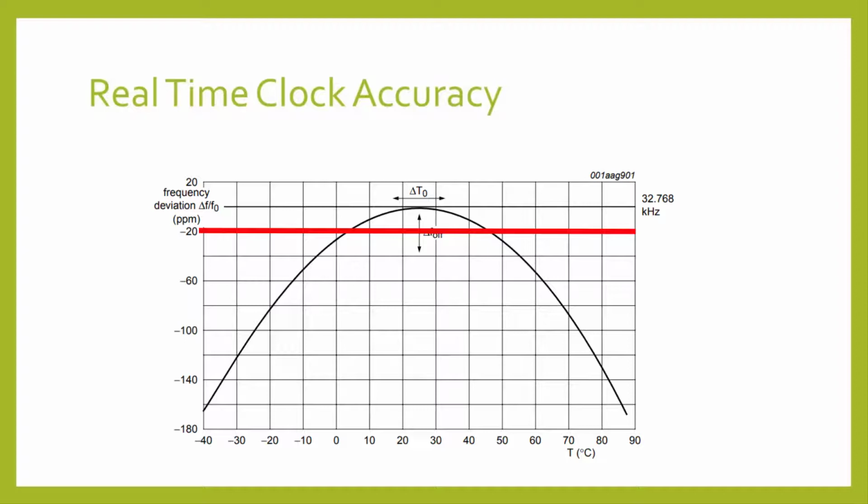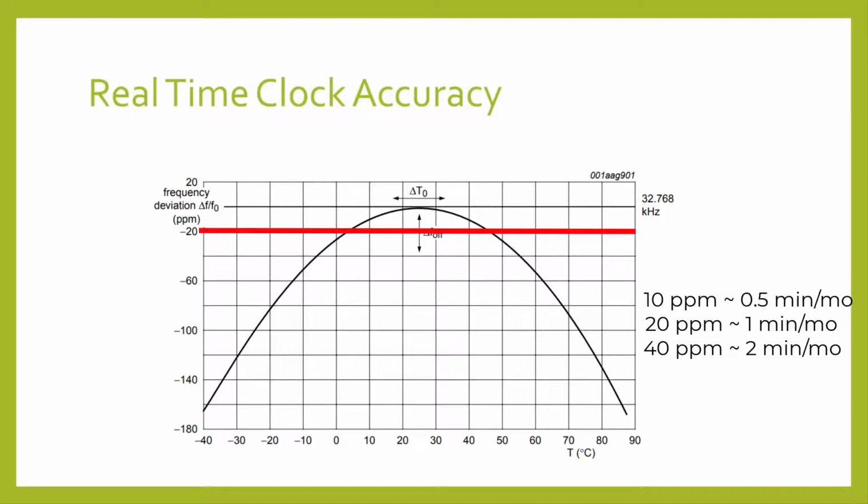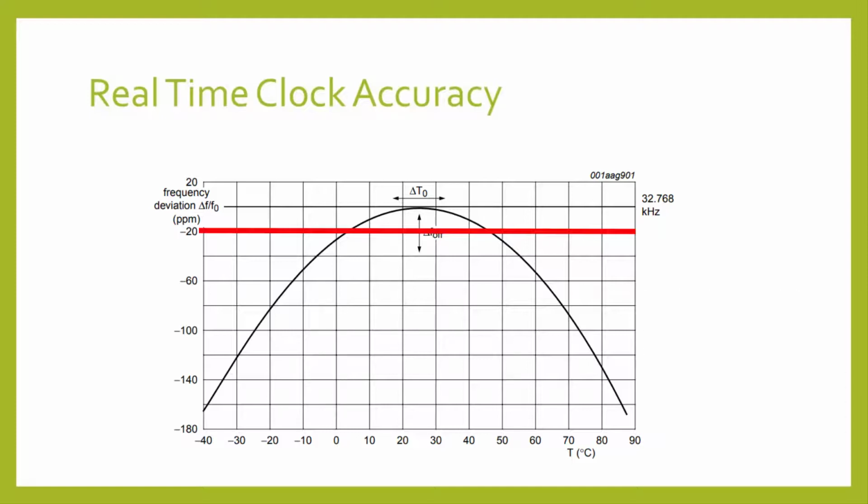To put this in more familiar terms, 20 ppm accuracy means the clock will lose approximately 1 minute per month. So 40 ppm means you lose 2 minutes per month, and at 10 ppm, then you lose 30 seconds per month. Those are just some quick rules of thumb when you need to make calculations in your head. Timekeeping is actually quite a serious topic, and if we're locating devices outdoors, we need to consider how accurate we need our timekeeping to be.